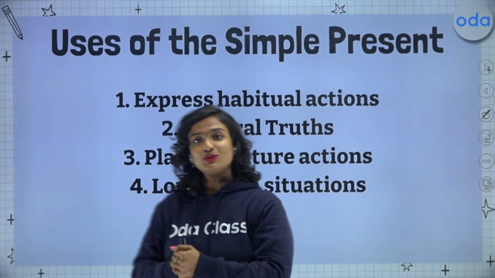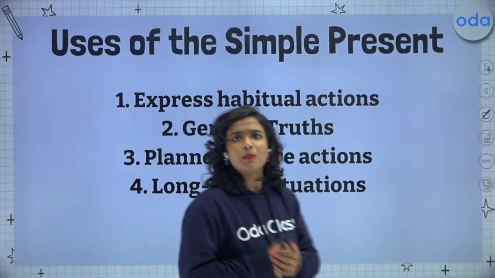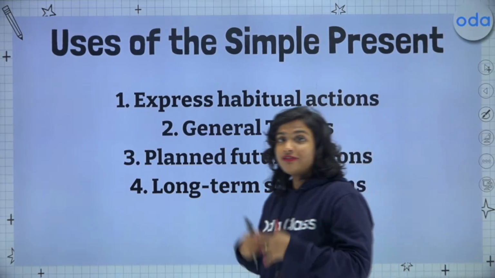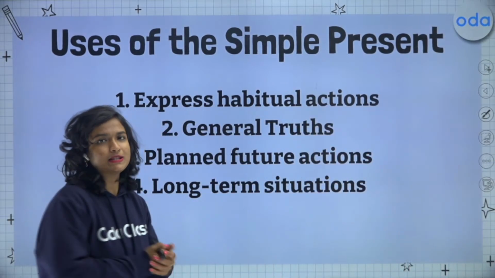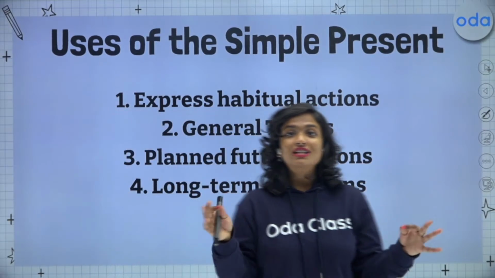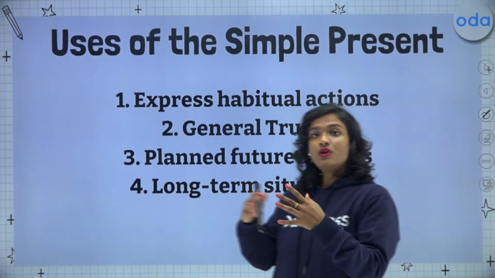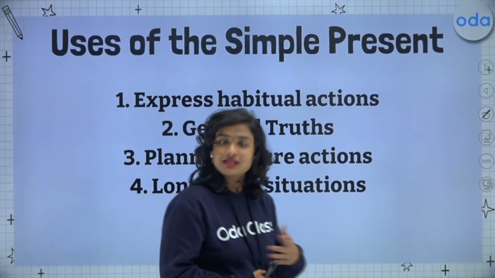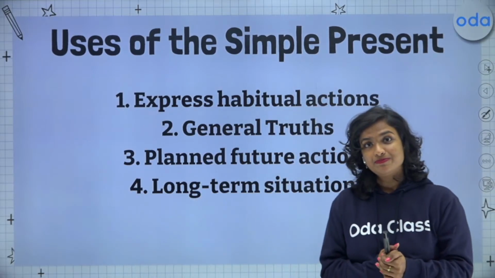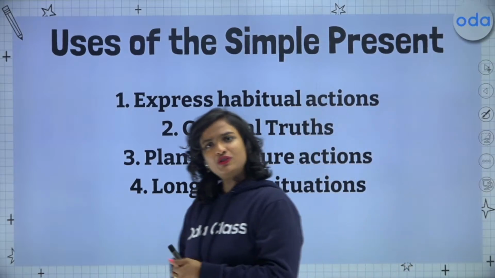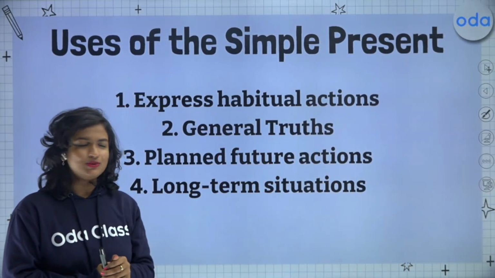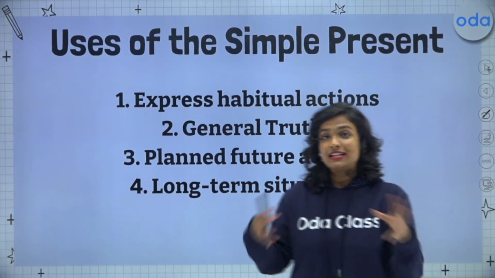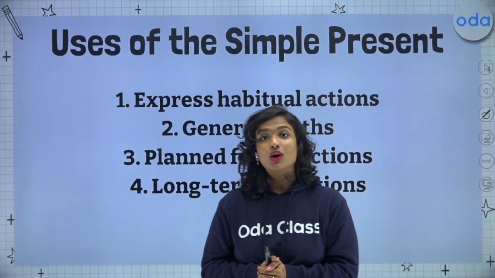Now, there are more than 4 uses, but these are 4 of the most prominent ones. So 4 that you should know for sure. We have expression of habitual actions. So your habits, basically. Number 2 is general truths. So things that are true for everybody in this world. Number 3 is for planned, pre-planned, or scheduled future actions. This is usually only for near future actions. Let's see some examples very soon. And number four, we have long-term situations. So situations that are true in the present and also in the long term.